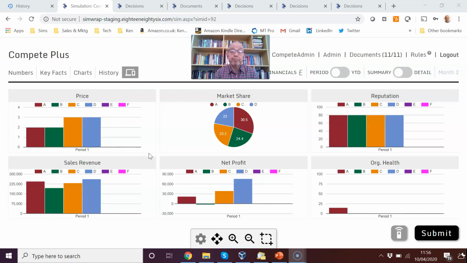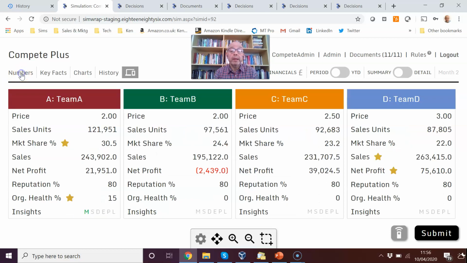On the left, we have price and sales. In the middle, we've market share and net profit. But then also now we have 2 other indicators. We have reputation. So every time I cross a red line, my reputation will drop. The business reputation will drop. And also we have a series of organizational health indicators. And like Compete, I can go into the numbers section and analyze it further.